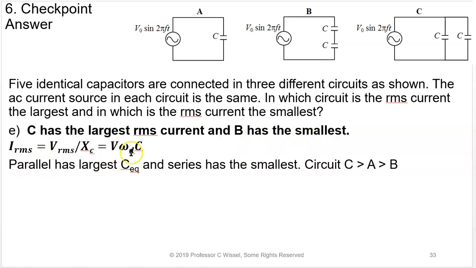IRMS is V times omega D times C. So parallel has the largest equivalent C and series has the smallest. So circuit C will be greater than circuit A, which will be greater than circuit B.